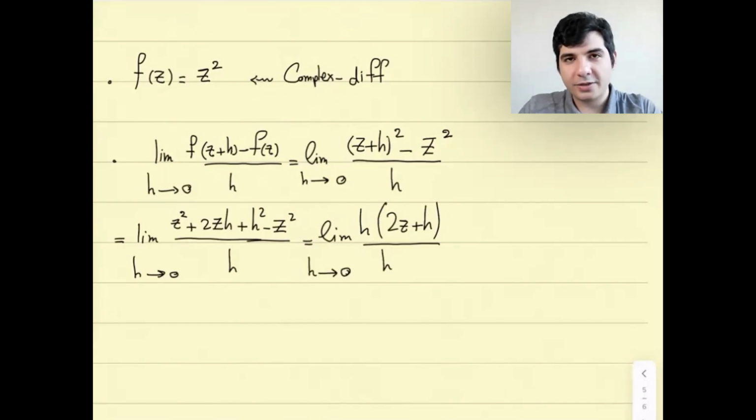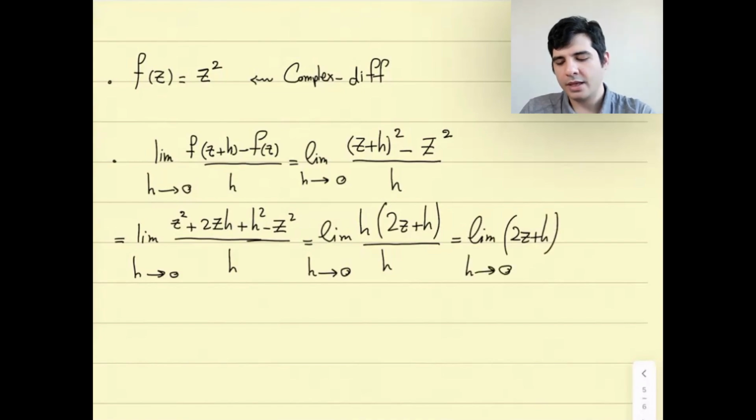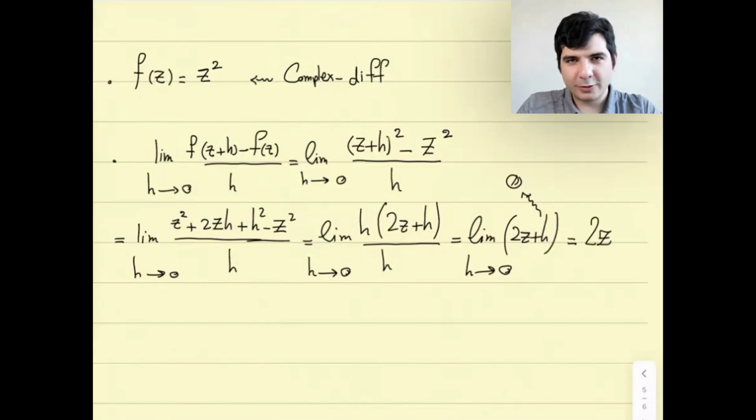So h is converging to 0. It's not equal to the number 0. Therefore, we can cancel h and h in numerator and denominator, right? So this is equal to the limit of 2z plus h, and h goes to 0. And as h goes to 0, no matter how it goes to 0, it goes to 0. So this is 0 when we take limit. So this would be equal to 2z. So derivative of z squared is equal to 2z. You kind of expect that, right?